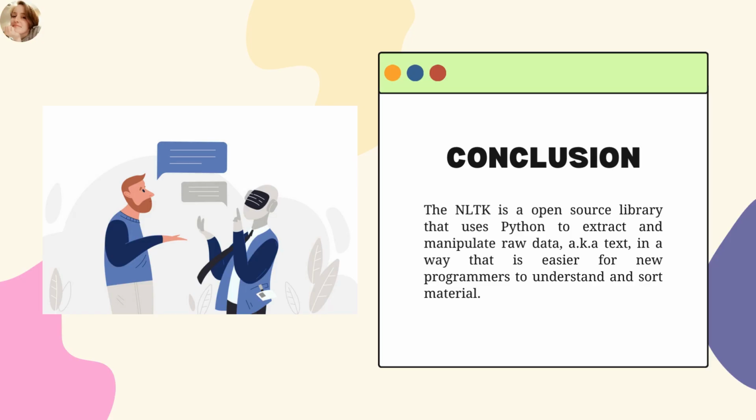In conclusion, the Natural Language Toolkit is an open source library of information that uses Python to extract and manipulate raw data, aka text, in a way that is easier for new programmers to understand and sort material. So anybody who's new to coding can use this to be able to use terminology they are already familiar with and know that it will be translated by Python and NLTK into the computer, and then the computer will understand it and spit back the information in your language, which is simply the best for anyone who is just not code savvy.